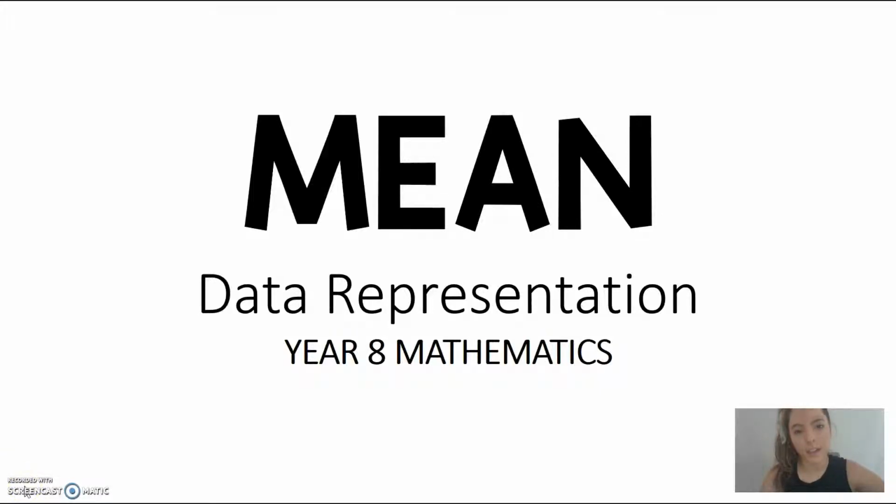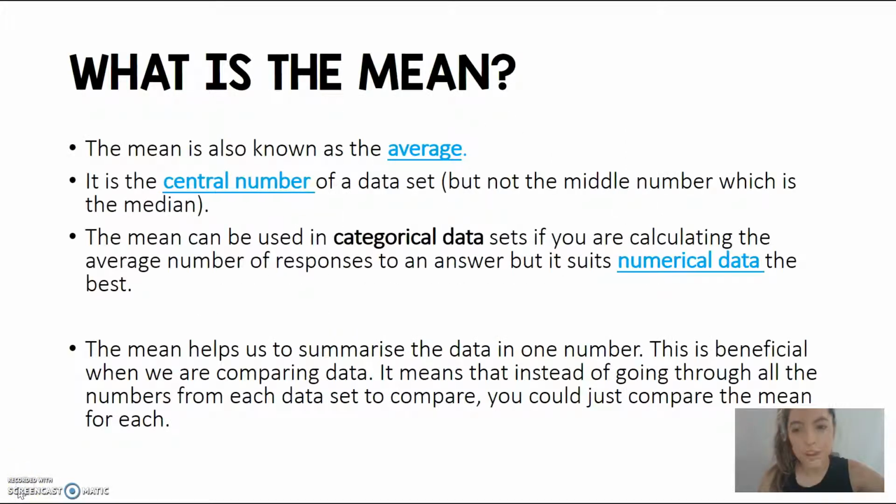Calculating the mean in a set of data. The mean is also known as the average, and often people interchange the word average and mean, so it's important to know that they're both the same thing. It's really the central number in a data set, but it's not the middle number because that's the median.